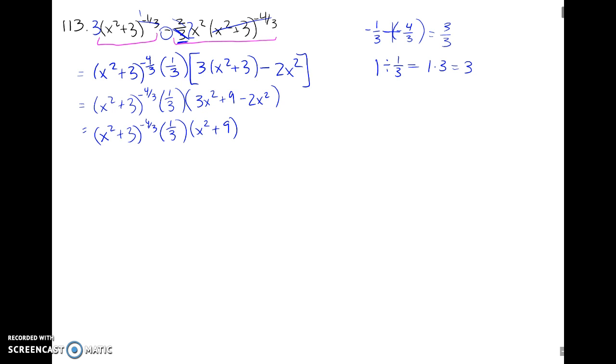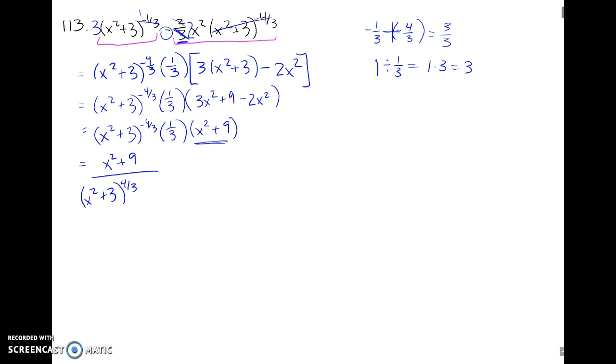Now we want to simplify. So to simplify, you need to move everything that needs to go down to the bottom onto the bottom. So your x squared plus 9 stays on the top. So I have the x squared plus 9. X squared plus 3 to the negative 4/3, we'll move it down, make it a positive 4/3. So x squared plus 3 to the positive 4/3.